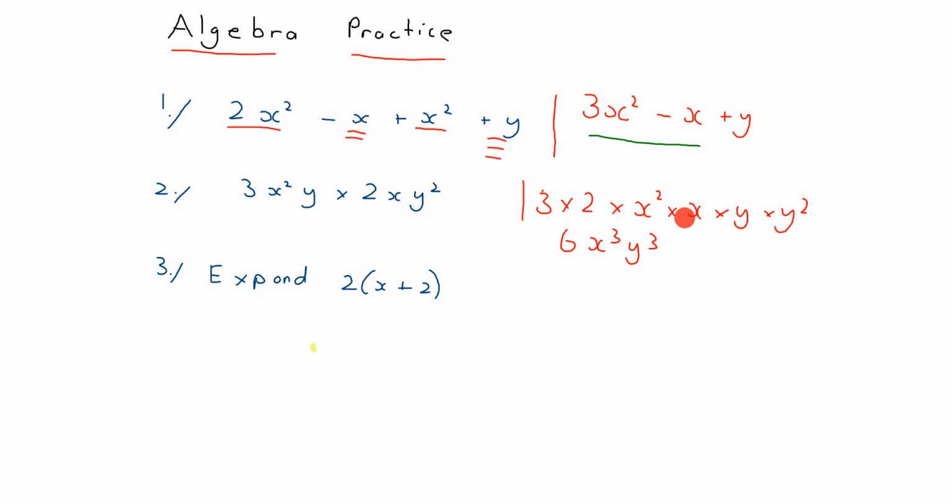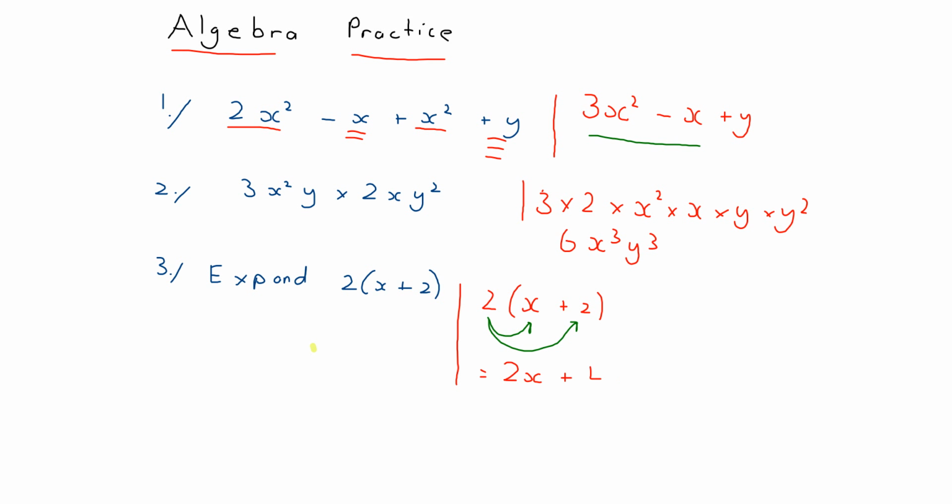Okay, the next one, we're going to expand these brackets. So what we've got is 2 times by x plus 2. So what I'm going to do is if I've got 2 times x plus 2, I'm first going to go, okay, well, 2 times x and then 2 times 2, and that's going to equal 2 times x is just 2x, nice and easy, and 2 times 2 is just 4, nice and easy.